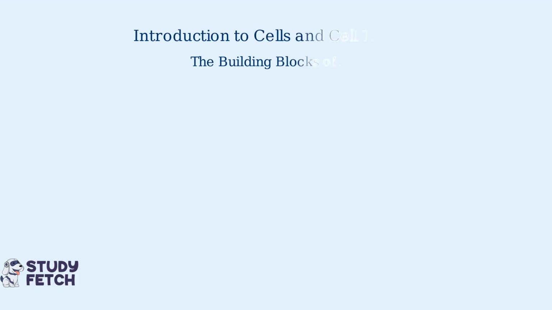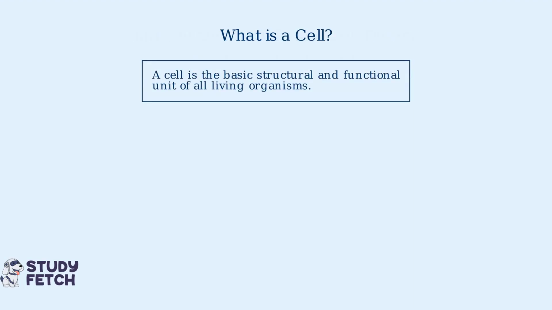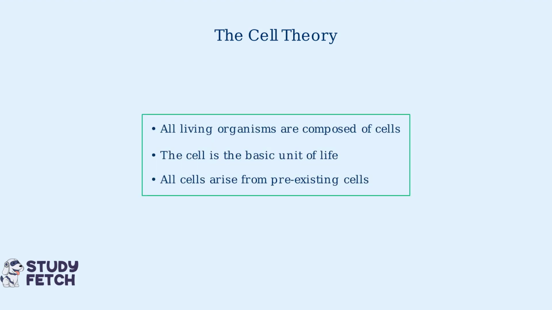Welcome to our introduction to cells and cell theory. A cell is defined as the basic structural and functional unit of all living organisms. The cell theory consists of three main principles. First, all living organisms are composed of cells. Second, the cell is the basic unit of life. And third, all cells arise from pre-existing cells.